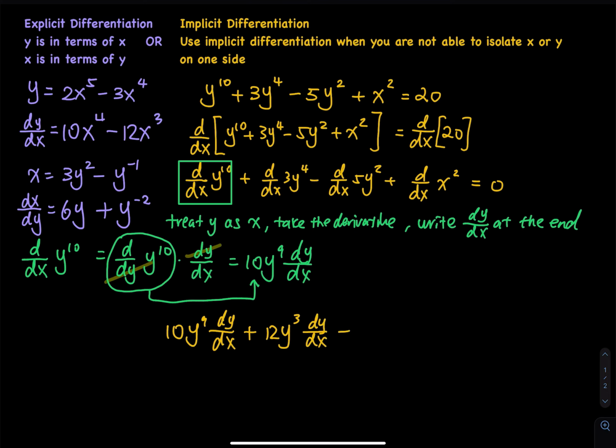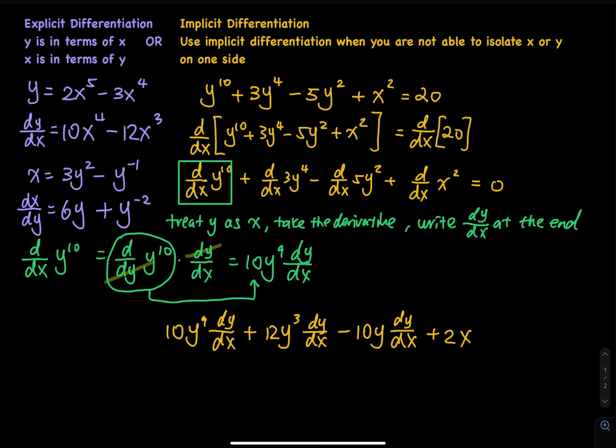And then the next one, bring the 2 down. 5 times 2 is equal to 10. 2 minus 1 is equal to 1. And then mark this dy dx. And then the d dx, so I am talking about this term right now. This is just the derivative of x squared with respect to x. So that is just equal to 2x.